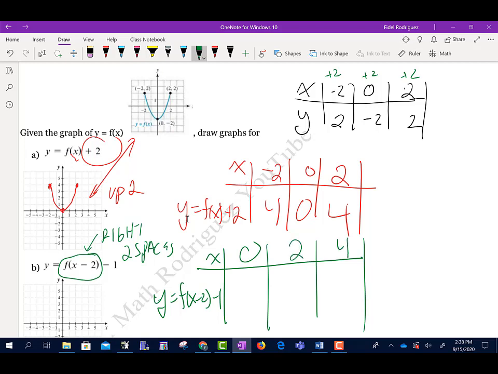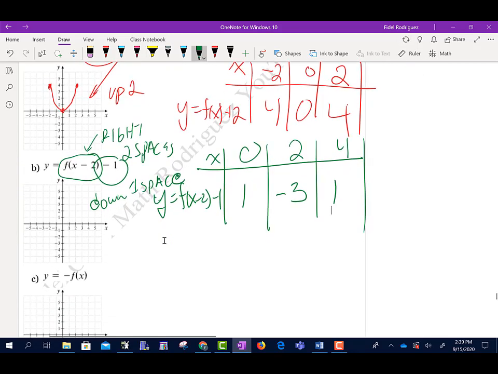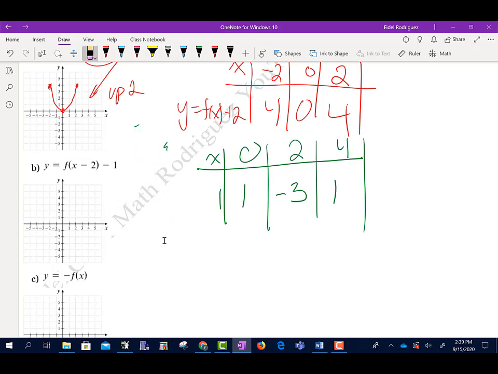Okay. And there's a second part, because I have this, means I'm going to go down 1 space. So I'm going to go minus 1, minus 1, minus 1. So 2 minus 1 is 1. Negative 2 minus 1 is a negative 3. 2 minus 1 is 1. Okay. And so what I'm going to do now is let me, oops, I erased a little too much, but that's okay. We'll fix it here.